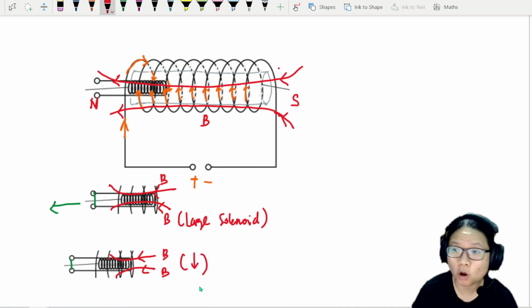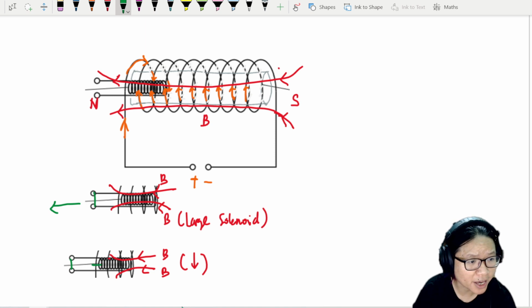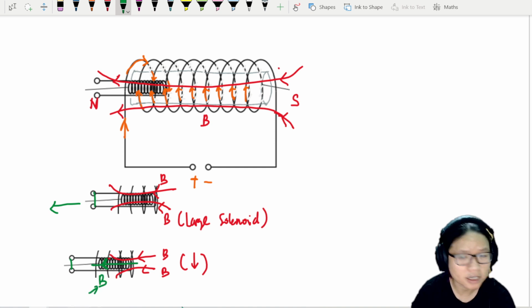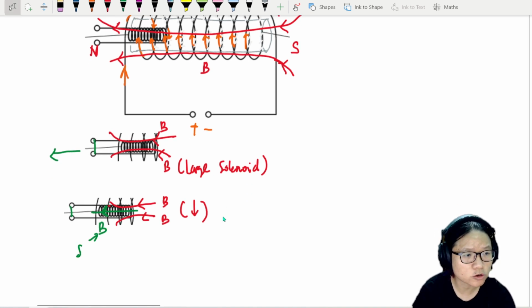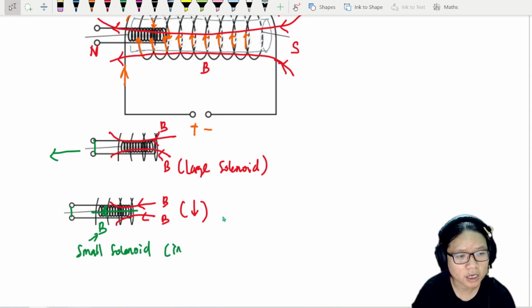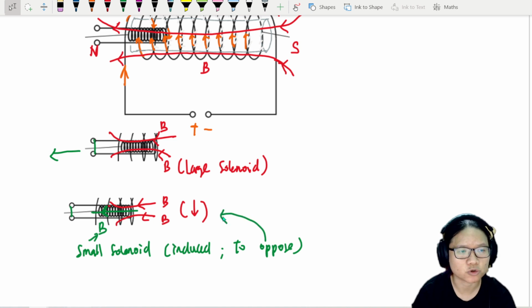And then the small coil will panic. Hey, the field that I had is gone. I want to try to recreate that field. So I recreate the field in the same direction, B. So this B here is for the small solenoid. Okay? It is induced to oppose this drop in magnetic field. So we try to increase back in the same direction.